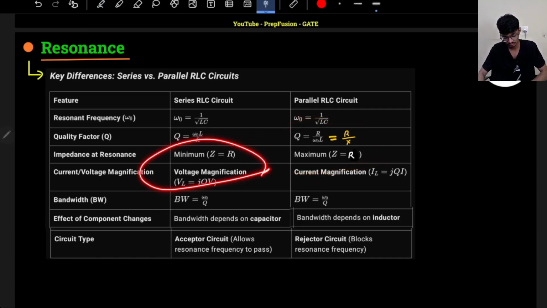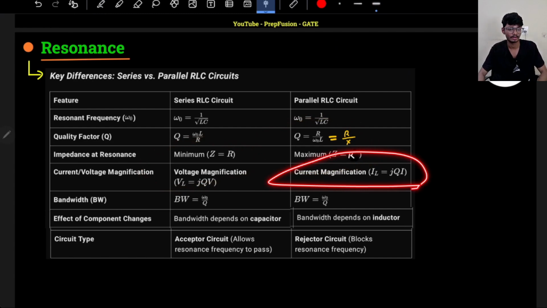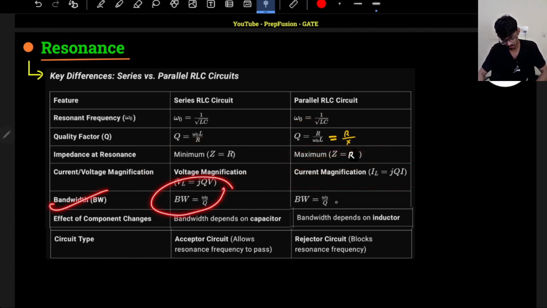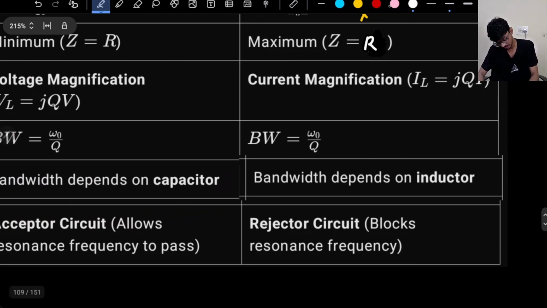Here voltage magnification will happen, and here the current magnification will happen in the parallel resonance circuit. Bandwidth, what is the bandwidth? Omega naught by Q, the same formula here also. In series RLC, bandwidth depends on the inductor basically, and in parallel RLC, bandwidth depends on the capacitor.